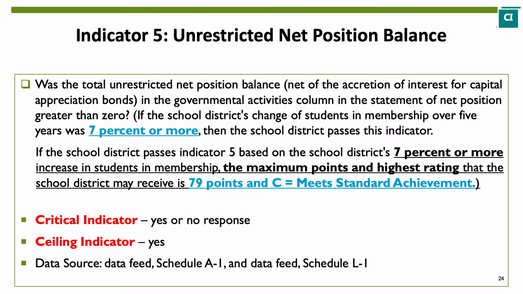Indicator 5, excuse me, y'all. It's written out the same. The only thing that changed is that the second part is now a ceiling. So your net position balance is negative, whether it be to OPEB or NPL, it's negative. If we have to go to the second part and you pass this indicator on the second part, the maximum points you can receive is a 79 and a C equals meet standard.